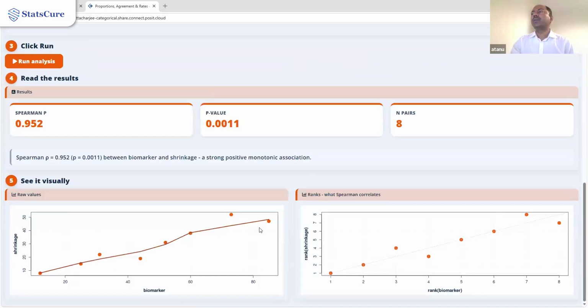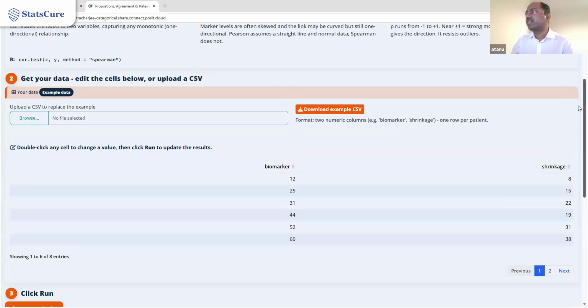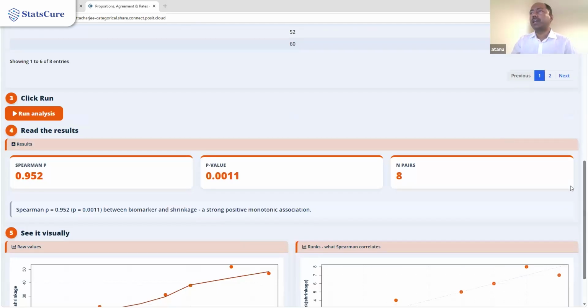Run the analysis. You are going to get a p-value of 0.001, and it says that a positive correlation is there. So what does it mean? What is the basic fundamental hypothesis, and what do these p-values stand for? Here eight pairs means eight individuals, with biomarker and sinkage percentage values given. Under the null hypothesis, we assume there is no relation between the two parameters, biomarker and sinkage. Based on this null hypothesis, we calculate and get a Spearman of 0.95. It is near to 1.